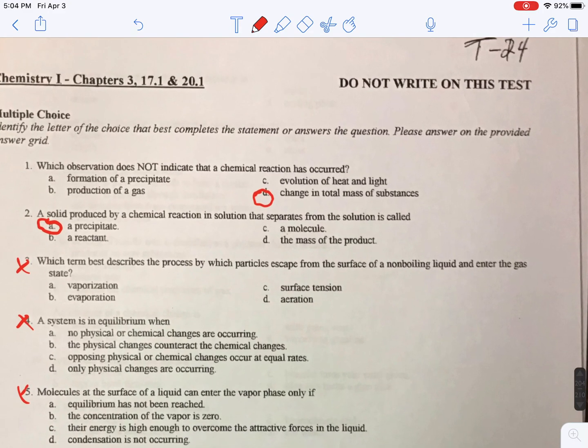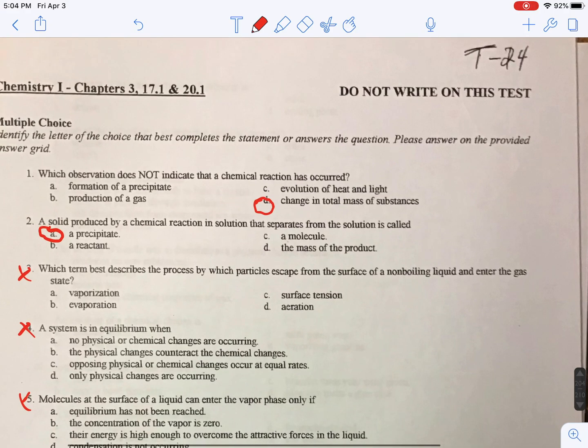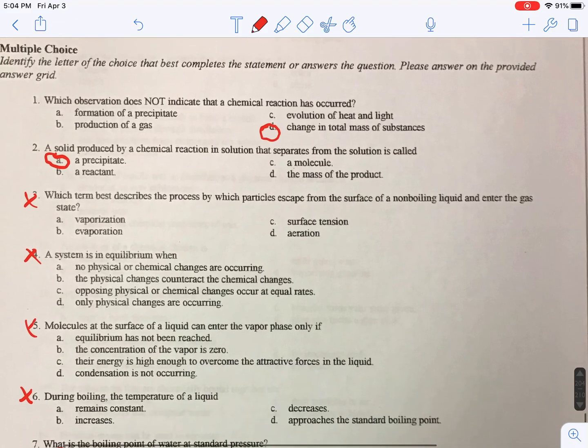Start question number 1. Which observation does not indicate a chemical reaction? So signs of a chemical reaction are precipitate formed, energy exchanged, gas evolved, and color change. You can't have a change in the total mass of substances because of the law of conservation of mass. Number 2, a solid produced by a chemical reaction in a solution is a precipitate. Chemical, right? Has to be one of the 4 signs of a chemical process.